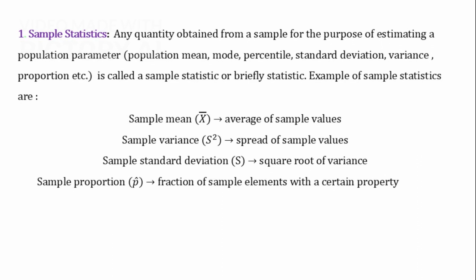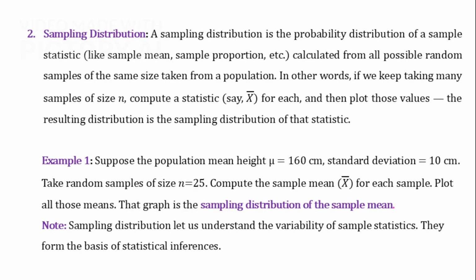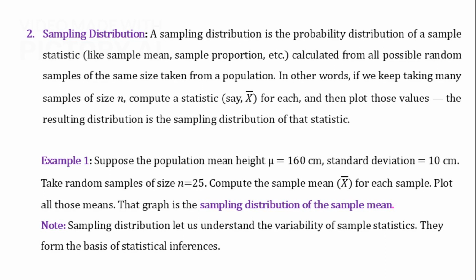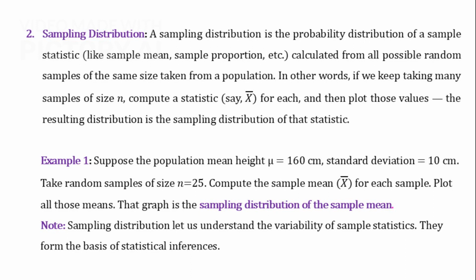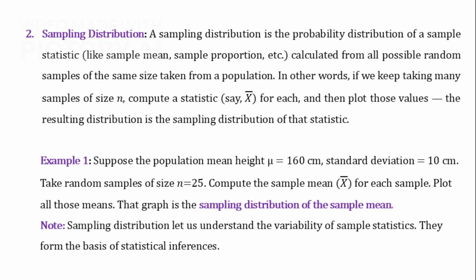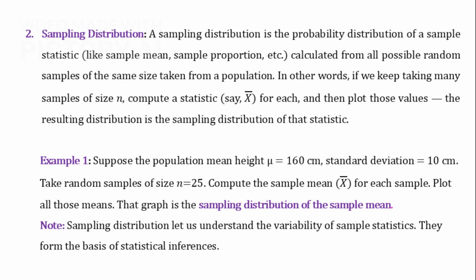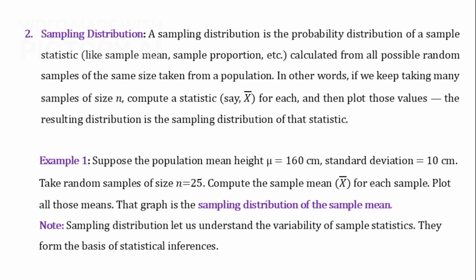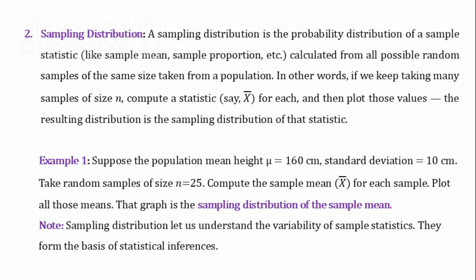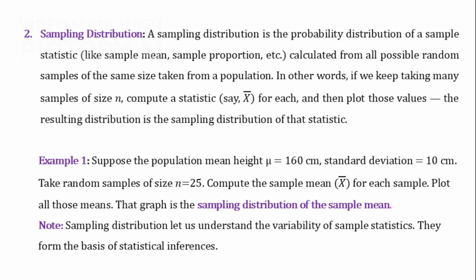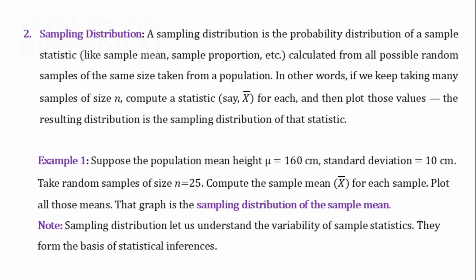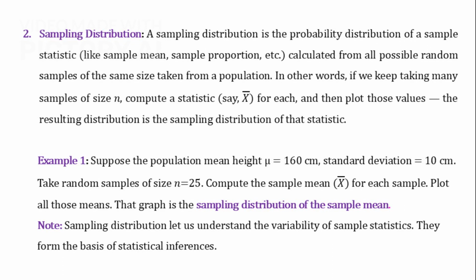A sampling distribution is the probability distribution of a sample statistic, like sample mean, sample proportion, etc., calculated from all possible random samples of the same size taken from a population. In other words, if we keep taking many samples of size n, compute a statistic, say, x bar, for each, and then plot those values, the resulting distribution is the sampling distribution of that statistic.